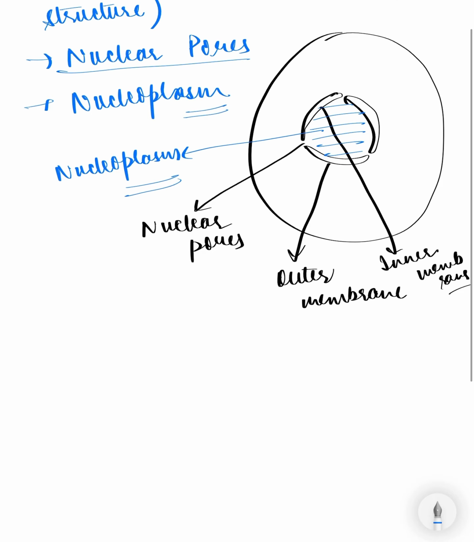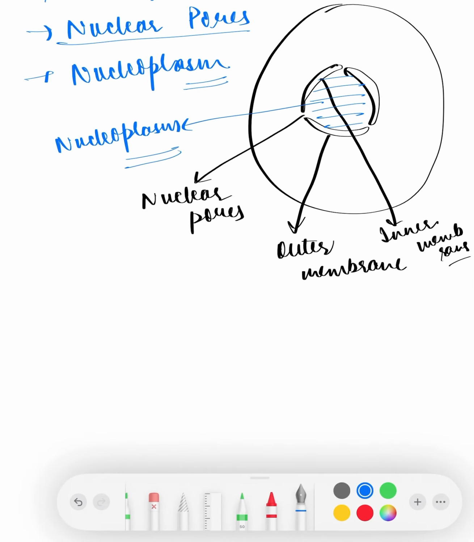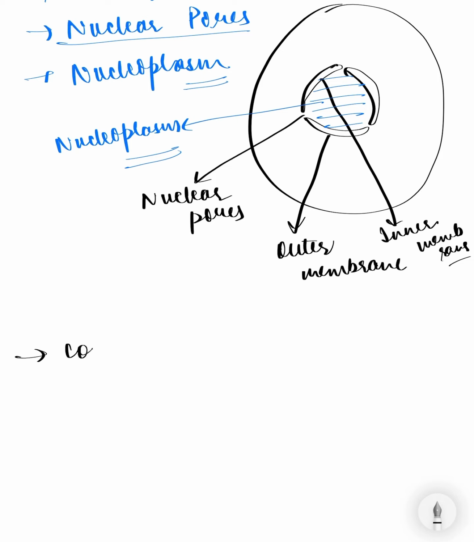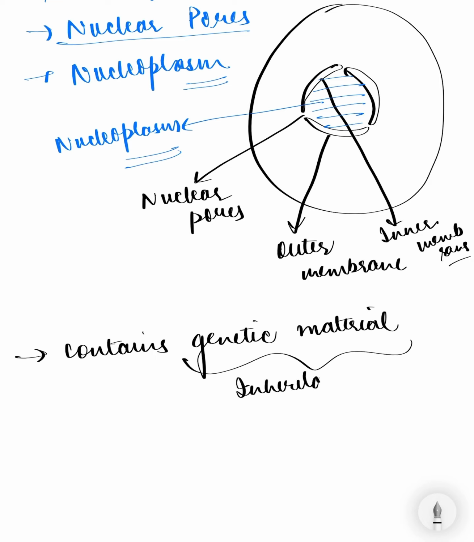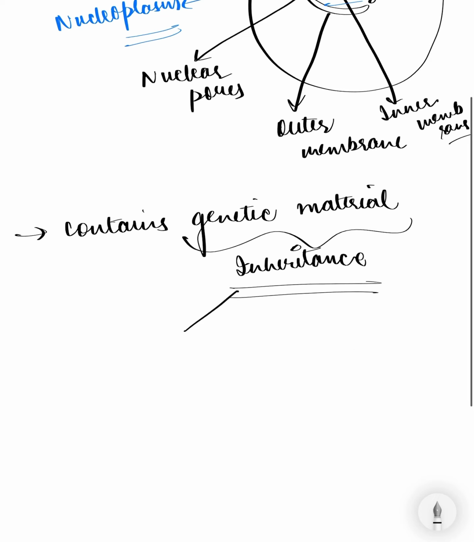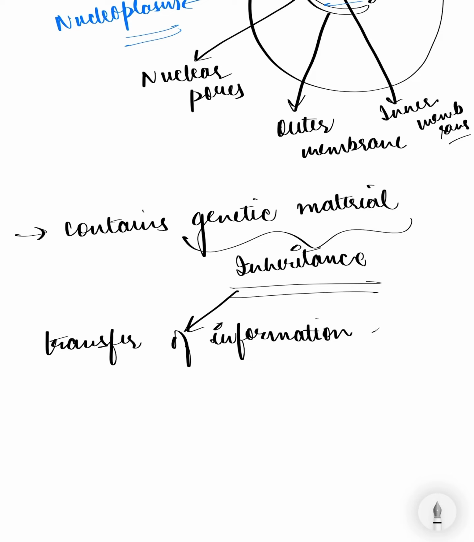Now why is this organelle the most important? The nucleus contains genetic material, which is important in the process of inheritance. Inheritance means the characteristics that we got from our parents. So this is the transfer of information from parents to their offspring.